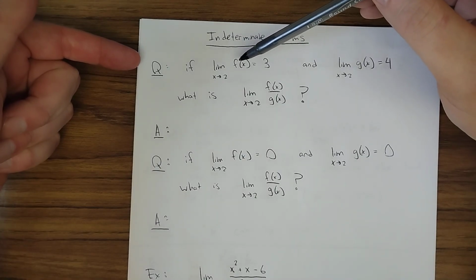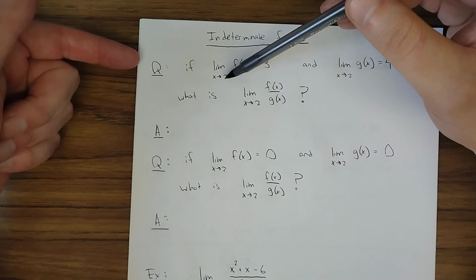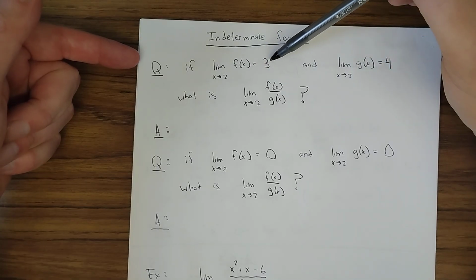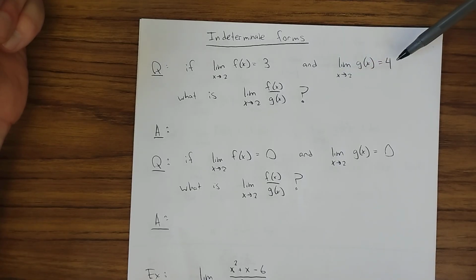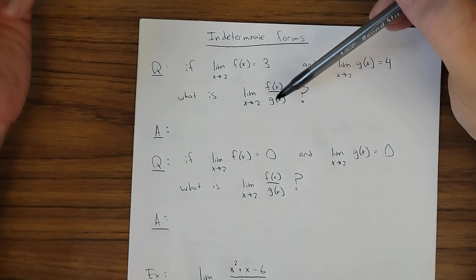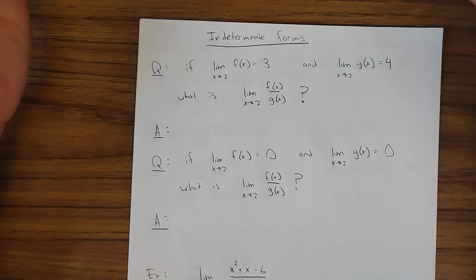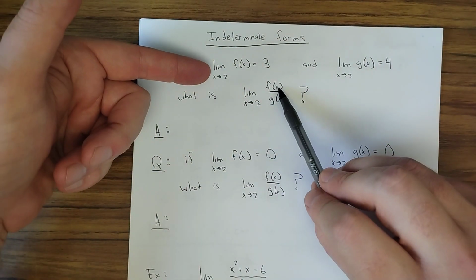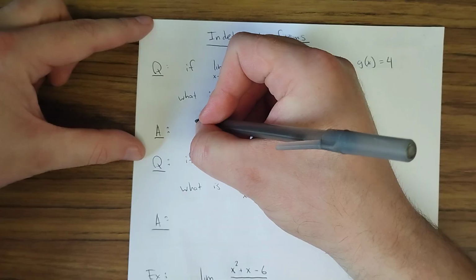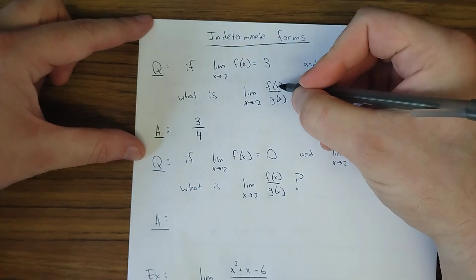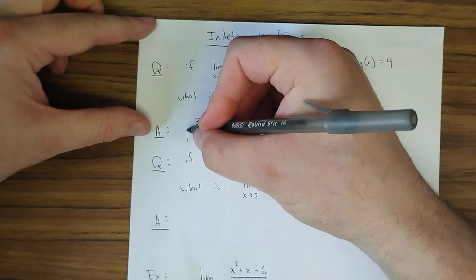If I have two functions, f of x and g of x, and I know that the limit as x goes to 2 of f of x is 3, and the limit as x goes to 2 of g of x is 4, and I ask you the question, what is the limit as x goes to 2 of f of x over g of x? Well, I know the top is going to 3, and I know the bottom is going to 4, so if I do f of x over g of x, I just get 3/4. That's no problem.